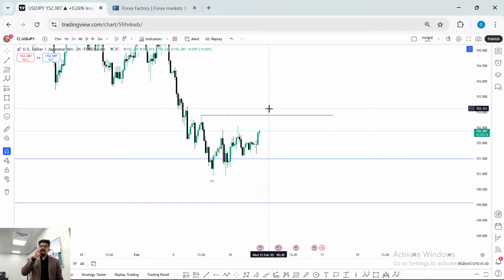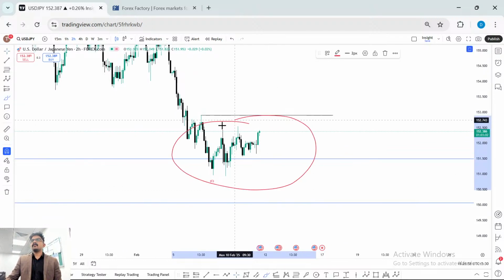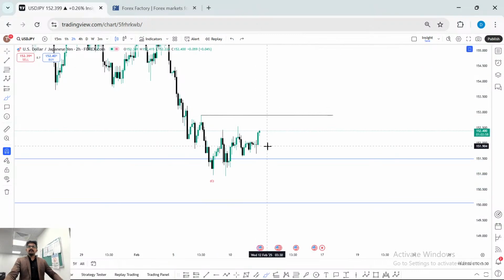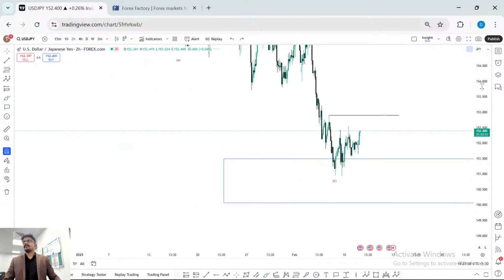Okay, what I suggest is if it's a start of an impulse, then you have to get at least 2 structure breaks, or you have to see some kind of a very good bullish momentum, which you cannot see right now. Correct. So it's consolidating. So we'll wait in case of USD JPY. Let's see some kind of bullishness and then we'll go for a buy.